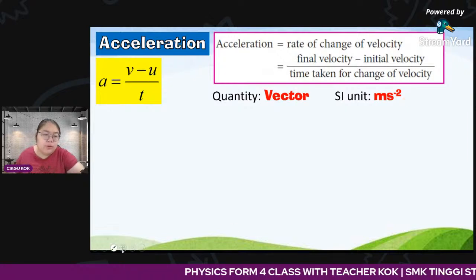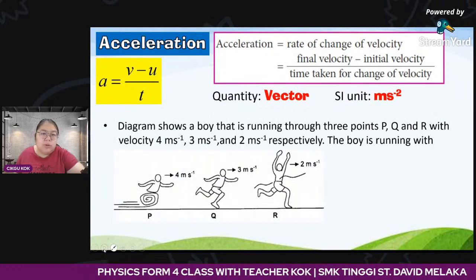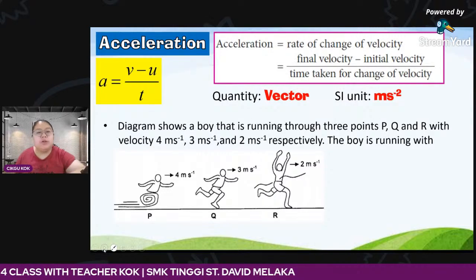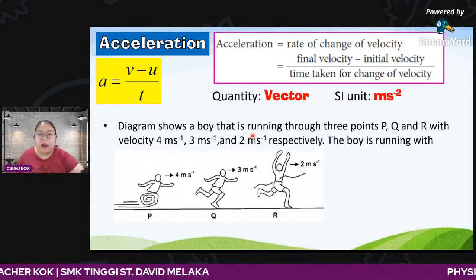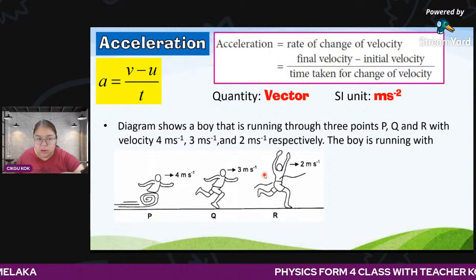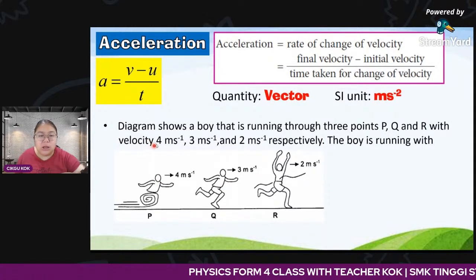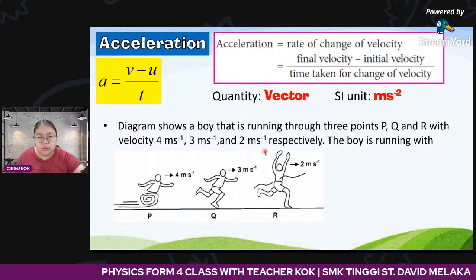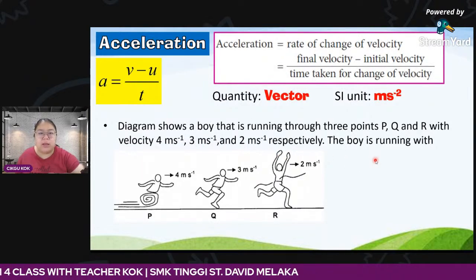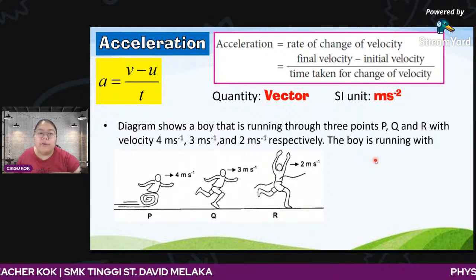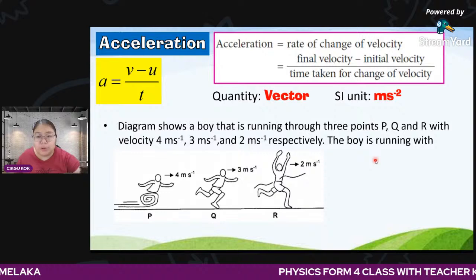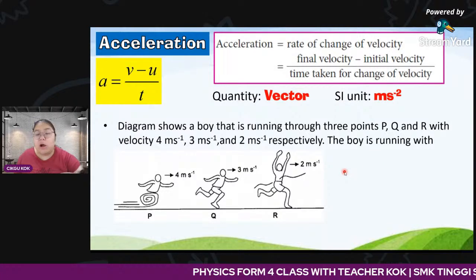Now we go through the question. Let's see the example question here. The diagram shows a boy running through the 3 points P, Q, R, with the velocity 4, 3, 2 respectively. So we need to answer. From here, the boy is running, no calculation, I just answer the motion only. What is the motion of the boy?